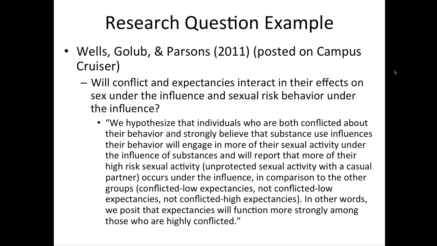So people who are highly conflicted but have low expectancies, people who are not conflicted at all and have low expectancies, and people who are not conflicted at all and have high expectancies. In other words, we posit that expectancies will function more strongly among those who are highly conflicted. So again, the combination of these independent variables is what we're interested in.